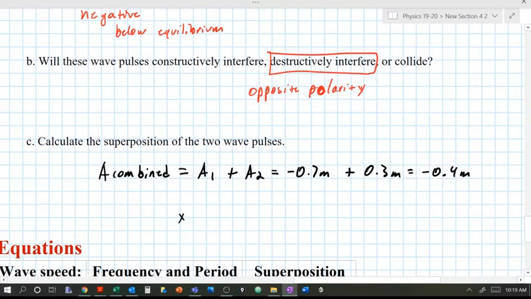So that means on our string, when those pulses combine, it's going to have a negative amplitude, a negative polarity that is 0.4 meters below the equilibrium when they interfere and pass through one another.